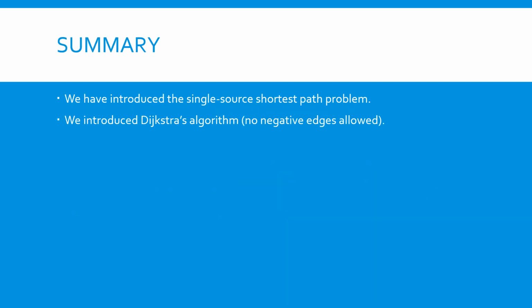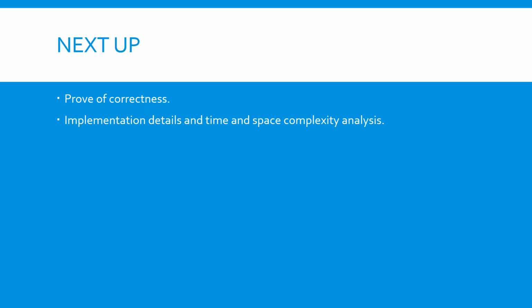In summary, we introduced the shortest path problem in this video. We also presented Dijkstra's algorithm, which solves the shortest path problem when there are no negative edges. In the next video, we will prove the correctness of Dijkstra's algorithm and discuss its implementation details, as well as analyze its time and space complexity.